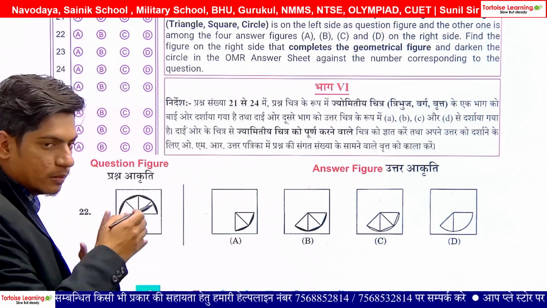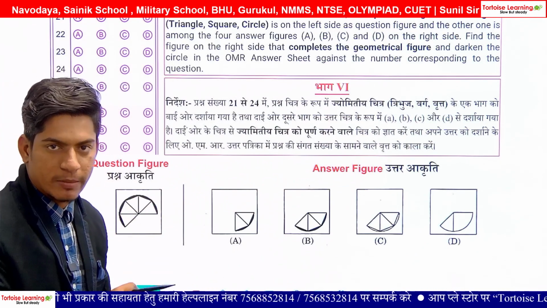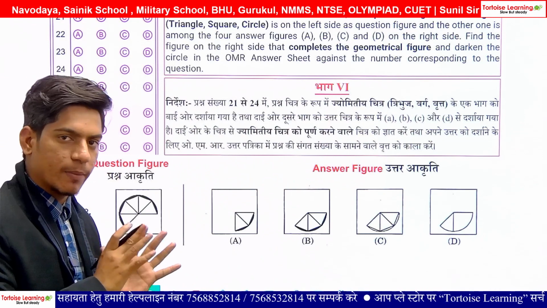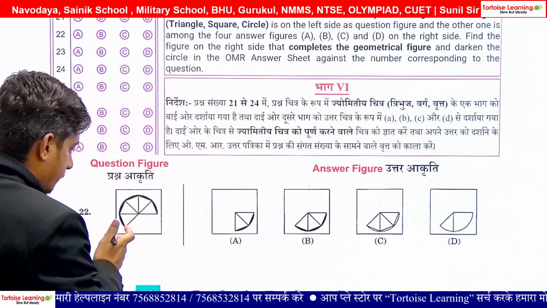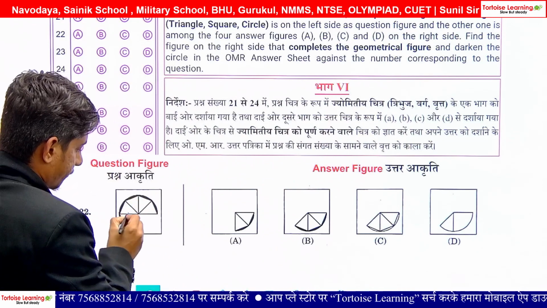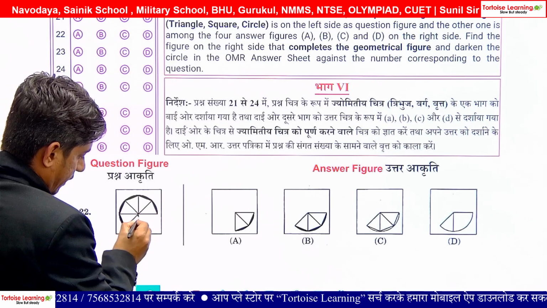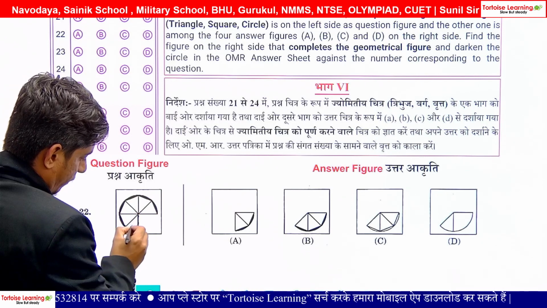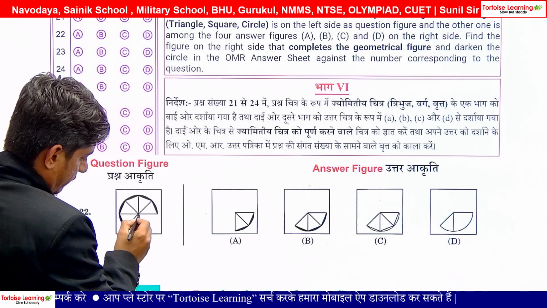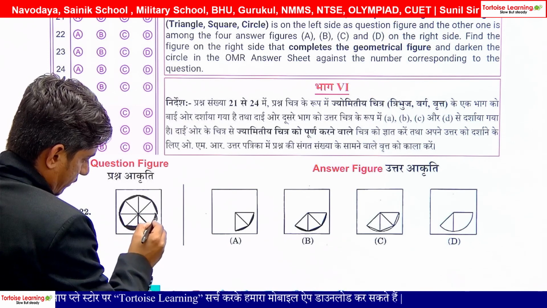Okay. Now next. This is the circle. Sometimes circle, sometimes triangle, sometimes rectangle, sometimes square. Any shape can be given in your examination. So if I look at this, first I will make it complete, then this one.